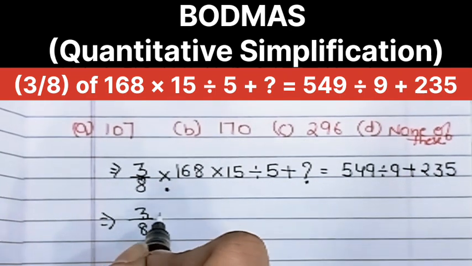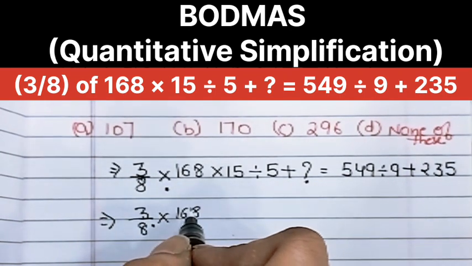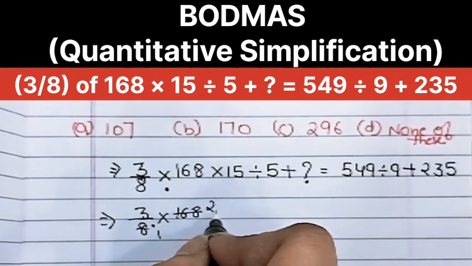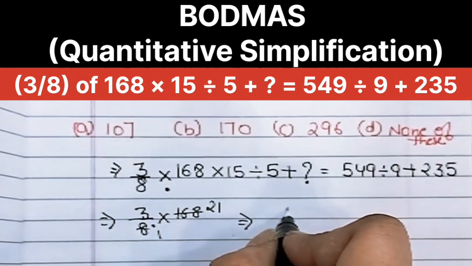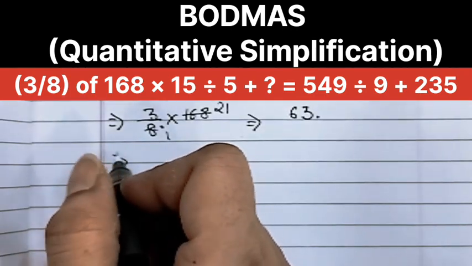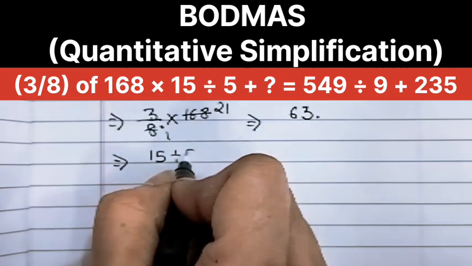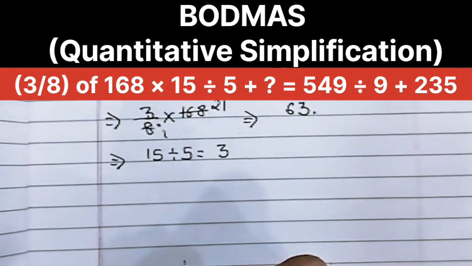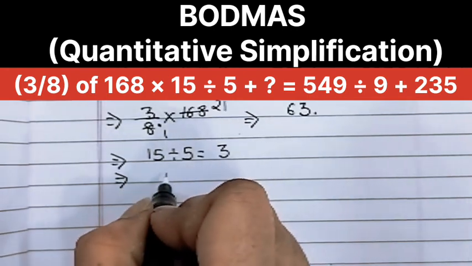So, 3 upon 8 multiplied by 168, and instead of multiplying 3 by 168, you can divide 168 by 8. So, you will get 21, and after multiplying it by 3 you will get simply 63. Now division. Now handle the 15 divided by 5 is equal to 3. Now combine the results. Multiplication.